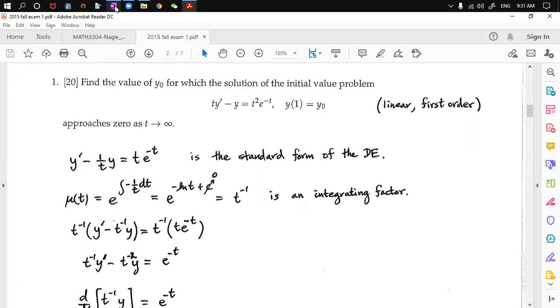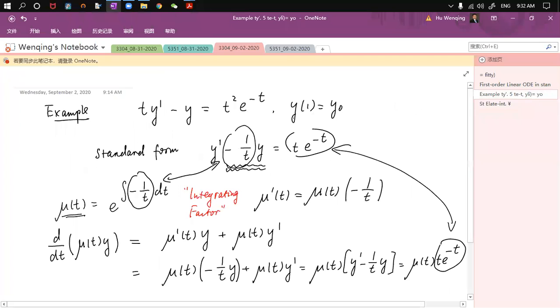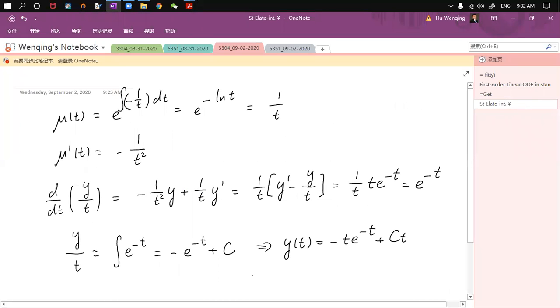So first of all, this is a general solution. It's not enough because the problem is an initial value problem. You have to put the initial value y1 there. So if you want to put y1 there, y1 is equal to minus e power minus 1 plus c, which is going to be y0. So the constant is actually e power minus 1 plus y0. So that's the constant.